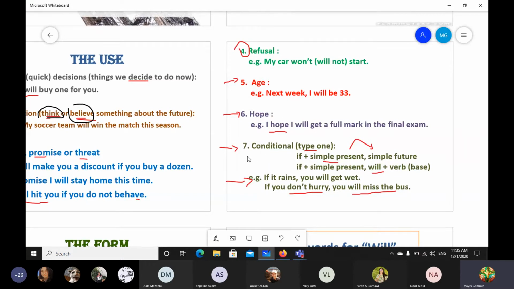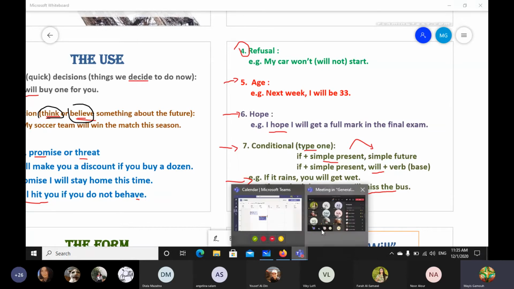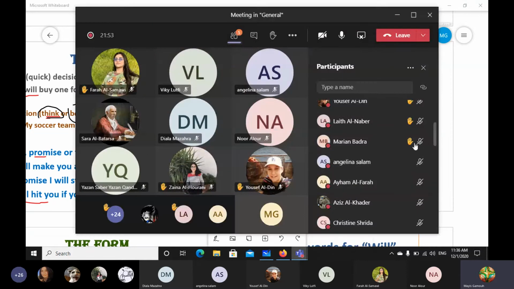The last one, the seventh and last use, is conditional type 1, and I would like Marianne Badra to read.